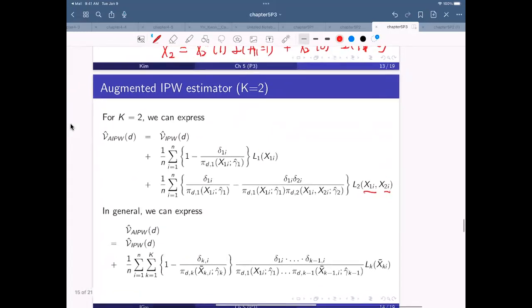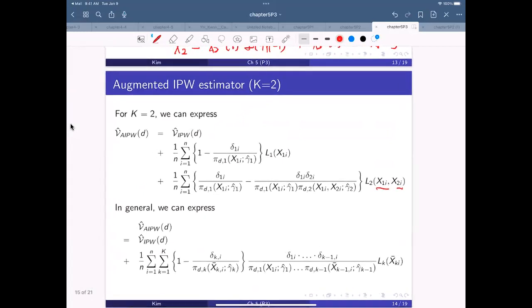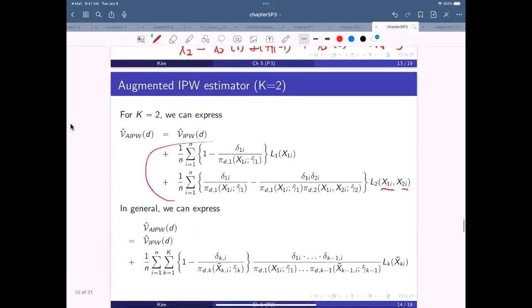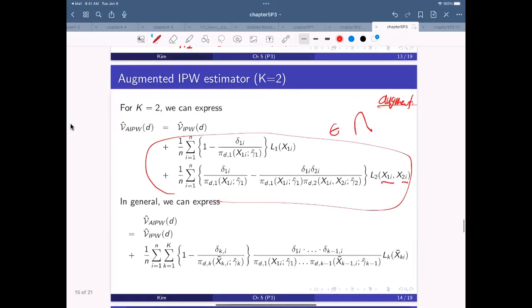So I can use any function of L1 and L2, and this is unbiased, because the expectation of this guy cancels, equal to 1, so it cancels. So it's 0 expectation. This one is also 0 expectation. So these two elements belong to the augmentation space, right? That is what we studied, the augmentation space. And then for k equal 2, in general, we can write it this way.